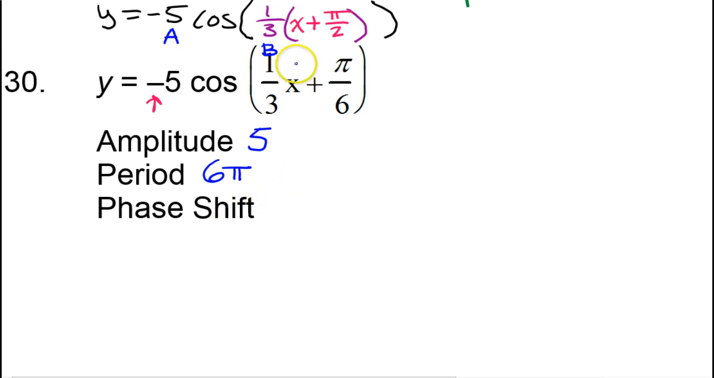So notice that the phase shift will not be pi over 6 or even -pi over 6. Now that we have factored out the 1/3 outside of parentheses, I can see that the phase shift is going to come from this pi over 2. But it will be the opposite of what you see here. So instead of a positive pi over 2, the phase shift is actually going to be -pi over 2.